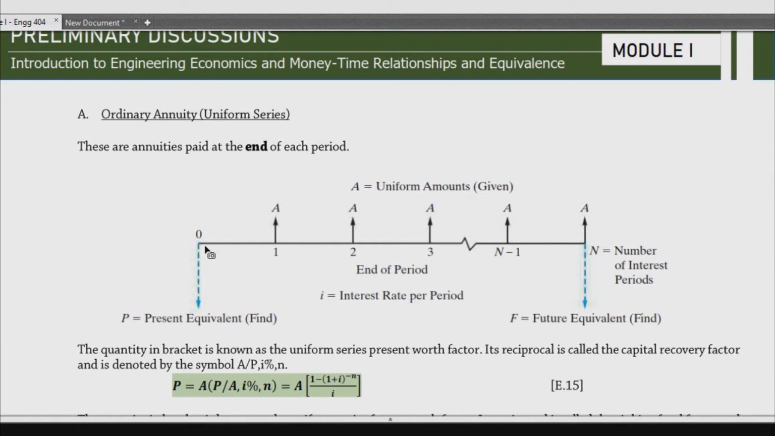So, basically, kung halimbawa, umutang ako ngayon, let's say, January 1. So, you'll be paying after the first period. Let's say, monthly ka magpe-pay. So, basically, the payment should start at February 1. So, yun na yung, at the end of each period. And that's the most common annuity that we have. That's ordinary annuity. Okay, so yung A natin is our uniform amount na binabayad doon.